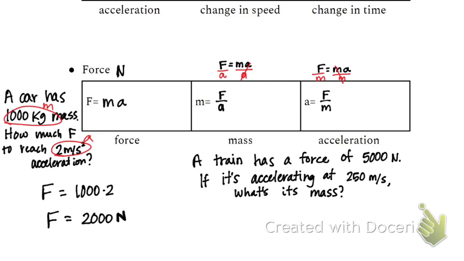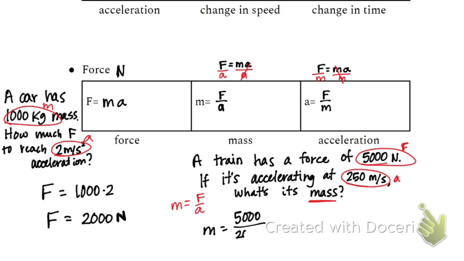So we've got newtons, is a force. They want us to find mass, so mass is force divided by acceleration. 5,000 divided by 250.